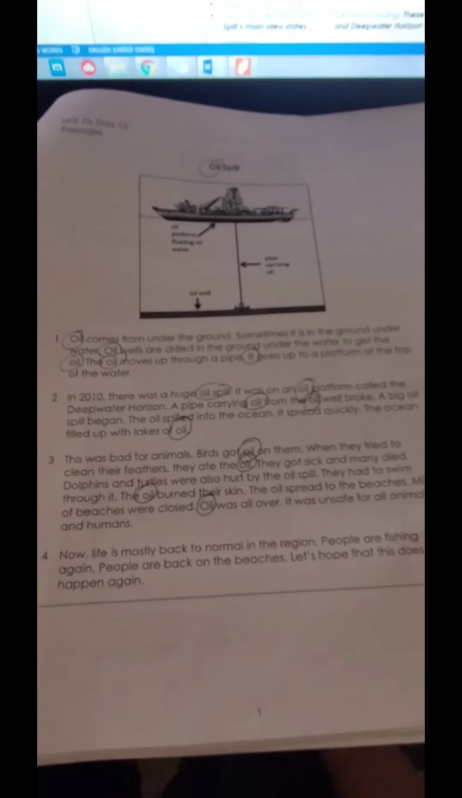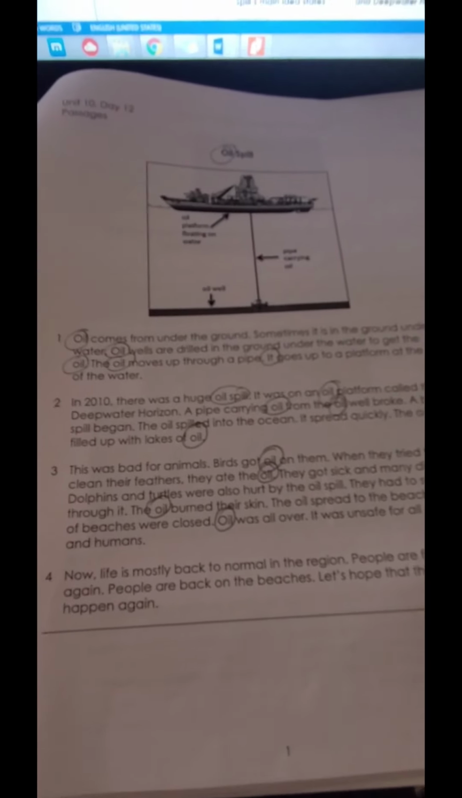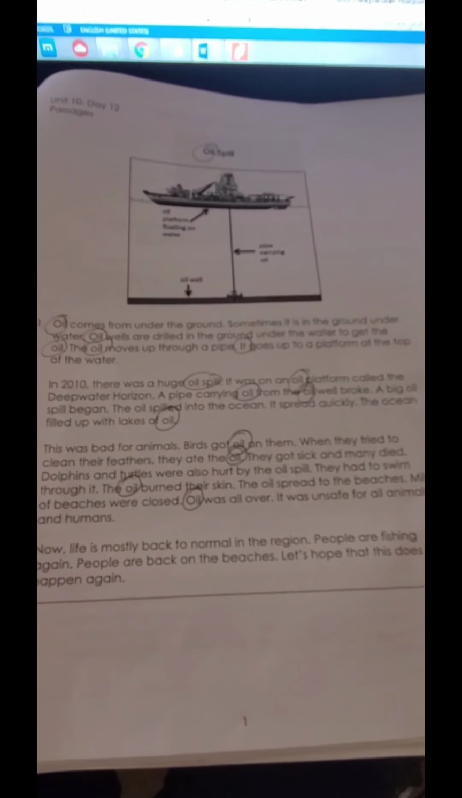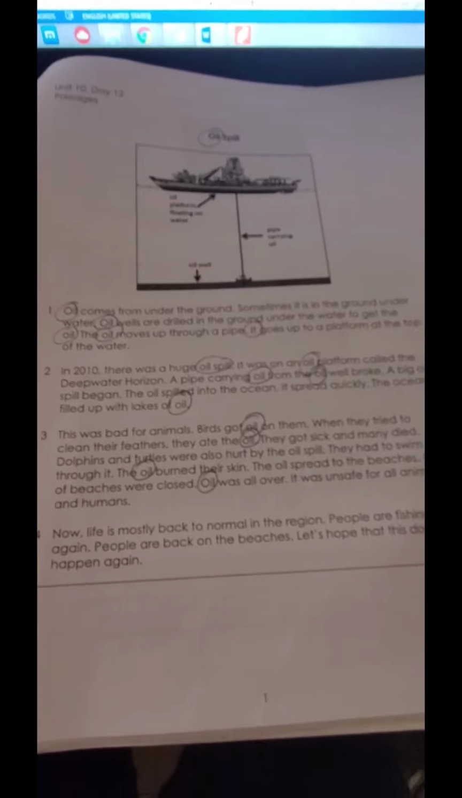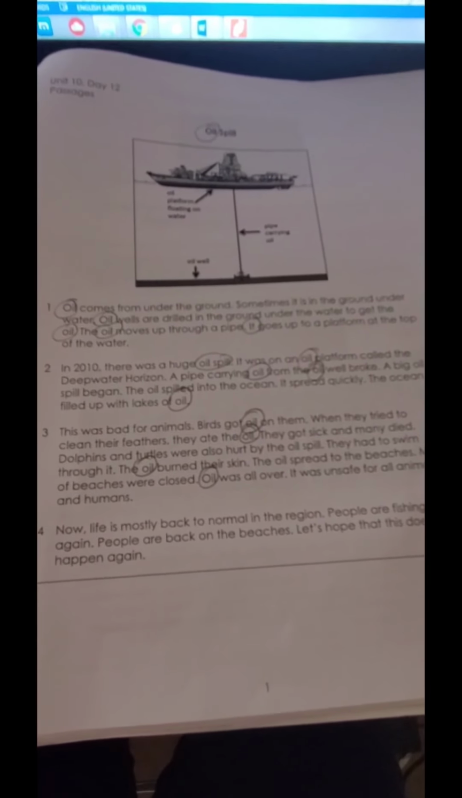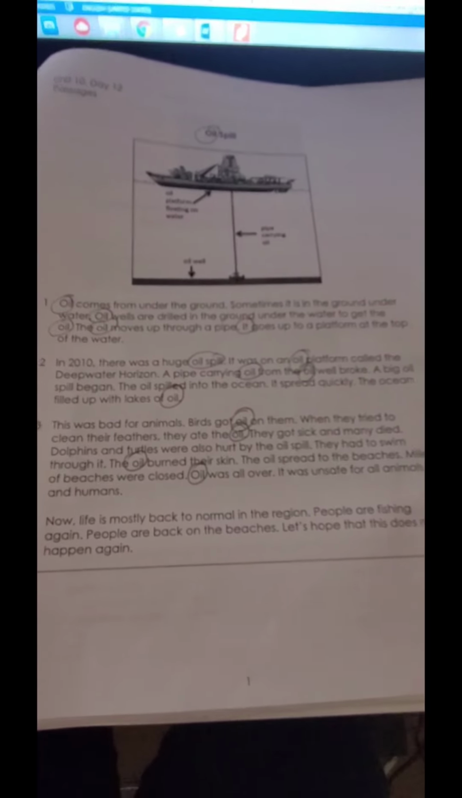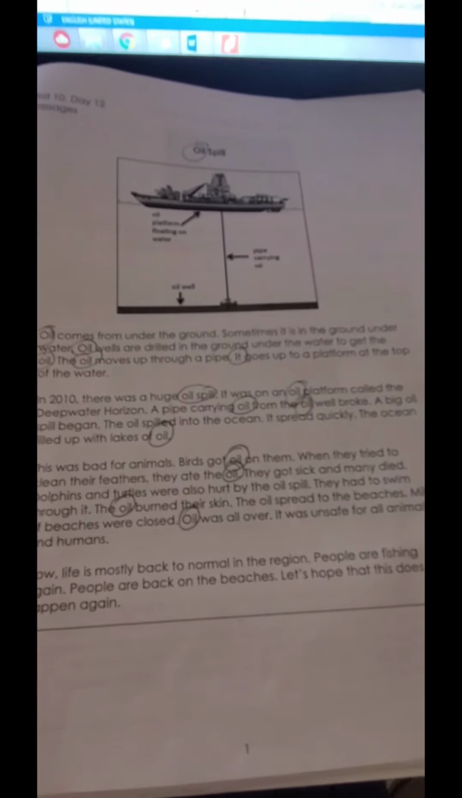Now, what about oil was the author trying to teach me? Well, let's look at what we learned from this topic. We learned that oil comes from under the ground. So that's something that we learned on paragraph 1. So we learn where oil comes from. Paragraph 2, we learn about the big oil spill that happened in 2010. Paragraph 3 continues talking about the oil spill and how it affected the animals. And paragraph 4 talks about what happened after the oil spill. So it's saying that right now life is mostly back to normal. So if we think about it, it focuses on the oil spill that happened in the Deepwater Horizon.